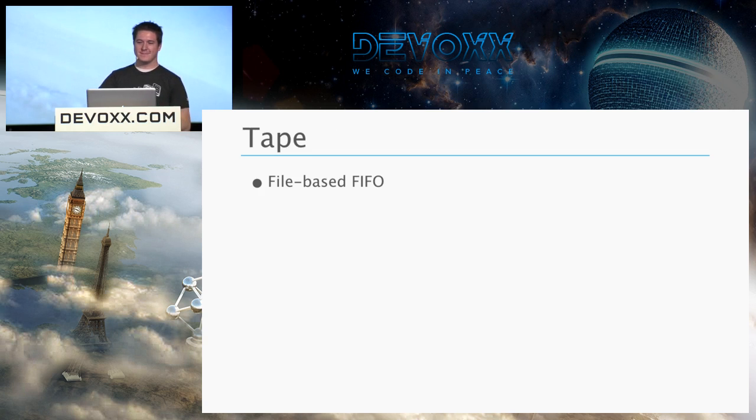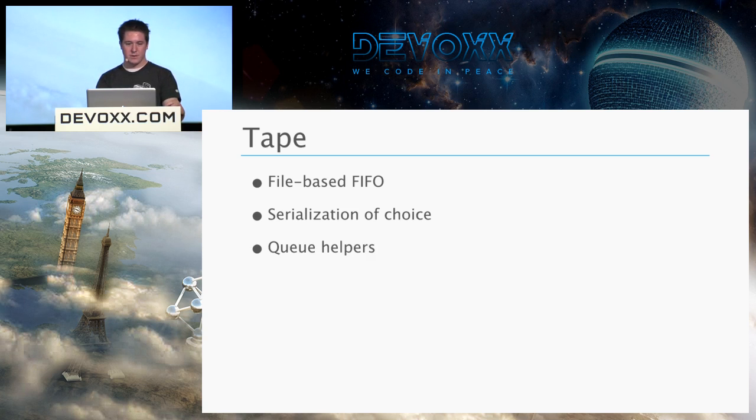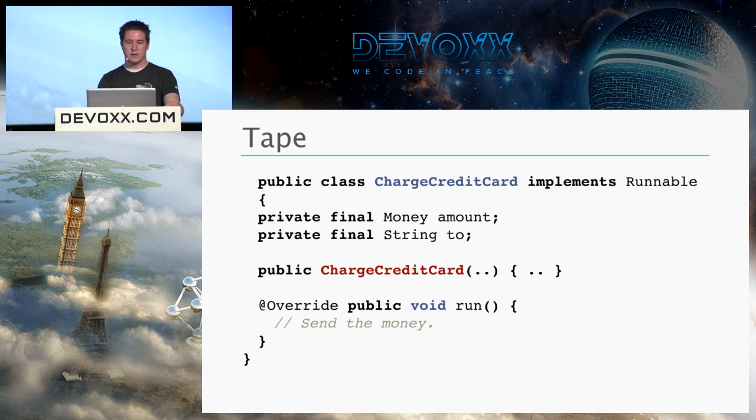All right, Tape. If you attended the talk by Bob last night, he talked about this. It's basically a file-based queue. It allows you to choose a serialization mechanism of your choice. Typically we use JSON. You can use object serialization too, or you could use any other format. And there's a few queue helpers in there for doing common tasks like serializing objects or creating a service.